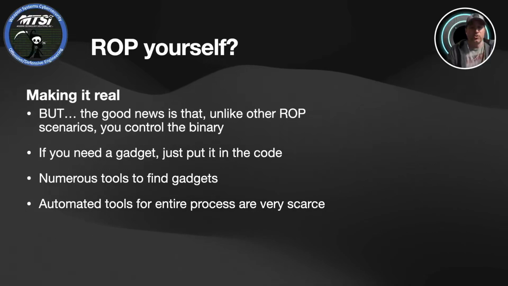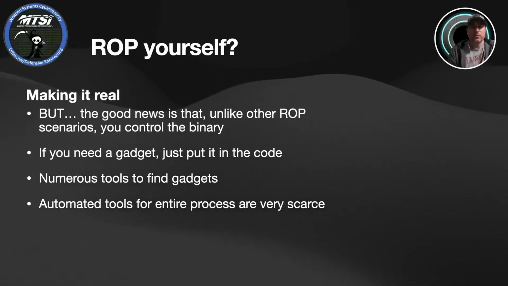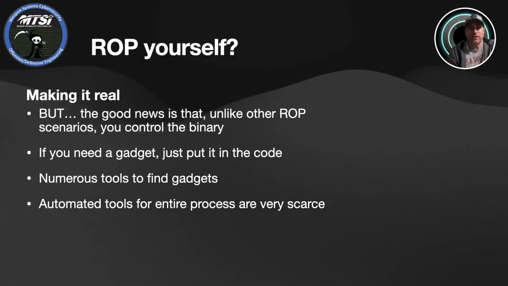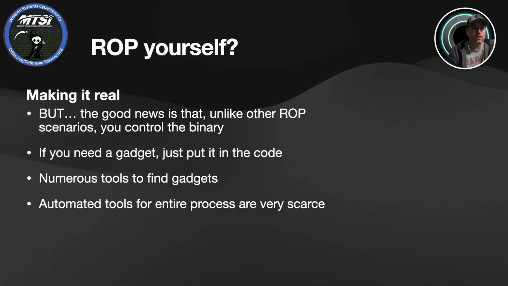But the good news is when you're ROPing yourself versus trying to ROP somebody else's program, you control the binary. Remember, we talked about before, one of the limitations of ROP is you have to live with the programs as they're compiled with the gadgets that are in there. But if you control the program, you control the source code, you can put whatever you want in there. So if you need a gadget, just put it in the code. That's very powerful for you to be able to do that yourself.